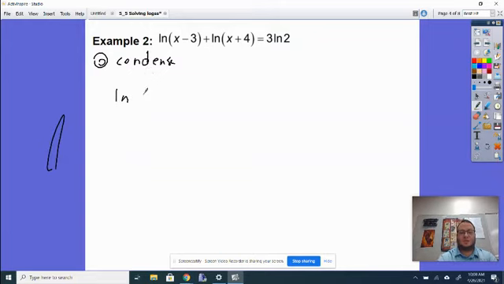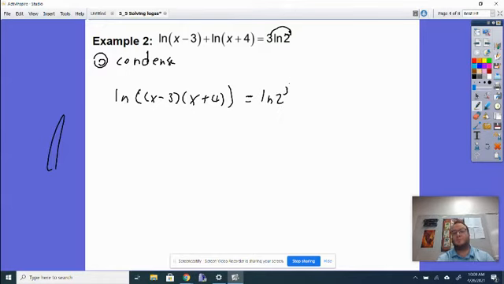Since I have addition, it's just going to turn into multiplication. So x minus 3 times x plus 4. And then condensing on this side, remember I can take that 3 and throw it up as an exponent. I do want to put it up as an exponent for this next step. Now I can exponentiate both sides. The e and the ln cancel. And I'm left with x minus 3 times x plus 4 equals 2 to the 3rd, which is 8. Okay, taking this, boxing it out.